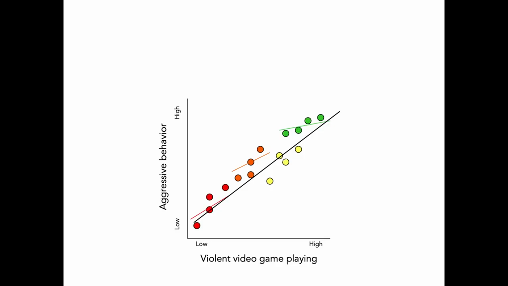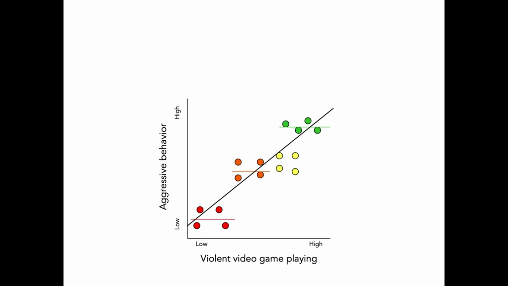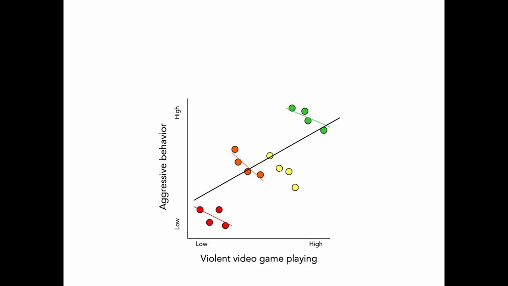But it could also be that within each group, if you took only the people who are low in violent video game playing and looked at them, within that population, there's no effect. So you might be having a different trend line than across these different groups. It could even have the reverse relationship. This is a rare pattern, but if you look only at the overall trend line, that can obscure the fact that there might even be reverse effects in that population. Or it could be all over the place.